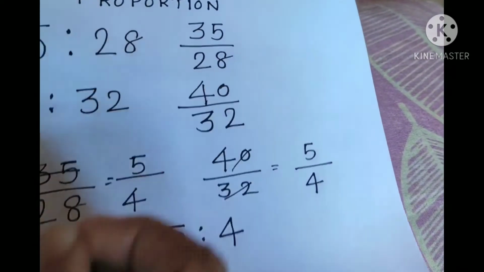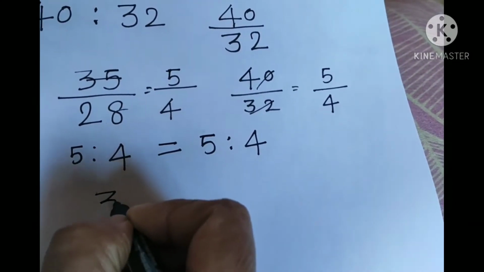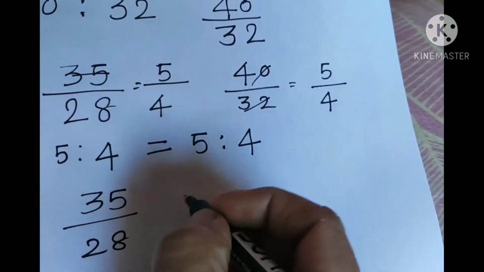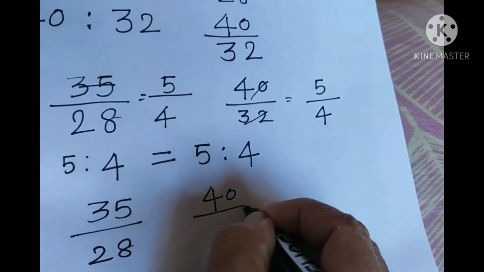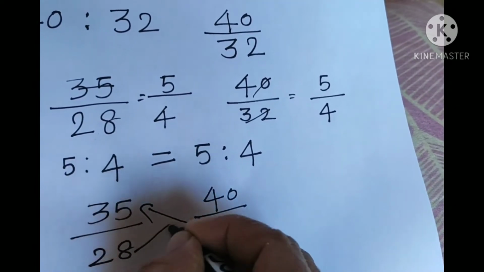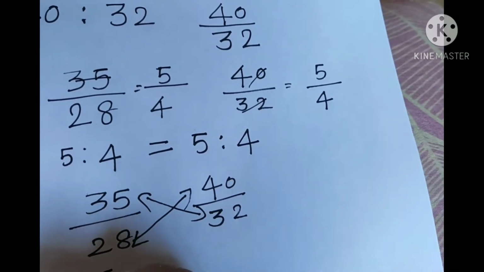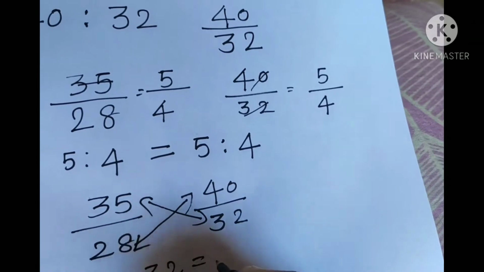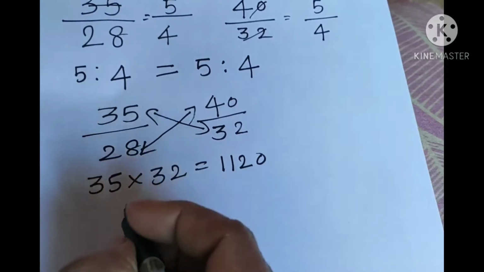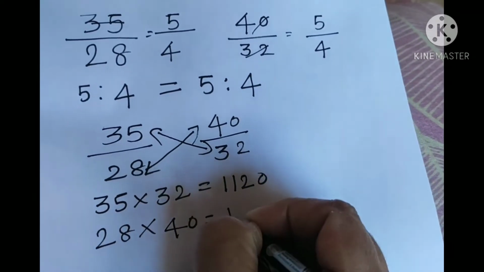In another way of doing it, 35 upon 28 and 40 upon 32, cross multiply to check whether they are in proportion or not. When we cross multiply, 35 multiplied by 32, numerator with denominator, we will get 1120. The same, 28 multiplied by 40, we will also get 1120.